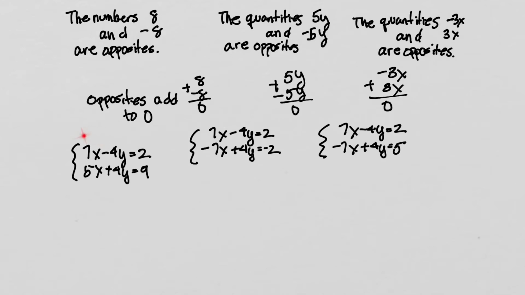Let's go down to this system here at the bottom left. Now notice we're going to add these two equations together, and notice that these coefficients of y, -4 and +4, are opposites. So when we add these equations together, we're going to get 7x and 5x is 12x. -4y plus 4y is 0y, equals 2 and 9 is 11. Now 0y is just 0. We can write 12x equals 11, and we can solve this. We got one equation, one variable. We can solve that by dividing by 12. We'll get x equals 11 over 12.